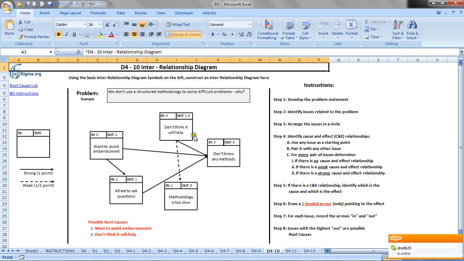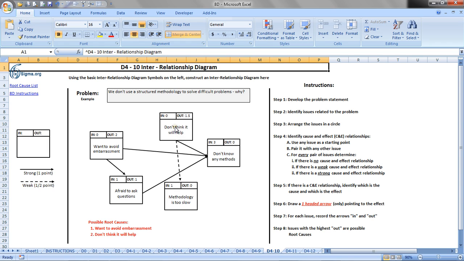And what I'm going to do is then take each of these now, pair them up, and ask the question, is one a cause and one an effect? So I don't think it will help, and I don't know any methods. And in this case, we're going to say, well, really, this is the cause, and that might be the effect, right? So I don't think it'll help. Therefore, I'm not going to spend any time learning any methods, okay? And I draw my one-headed arrow pointing away from the cause and into the effect, right? And let's just say that's 1 point, okay?